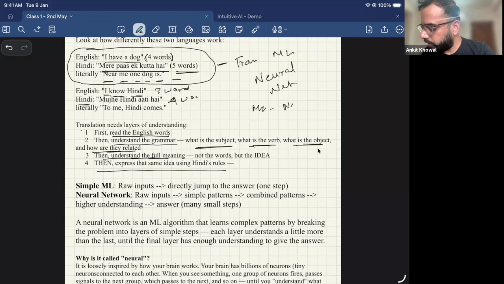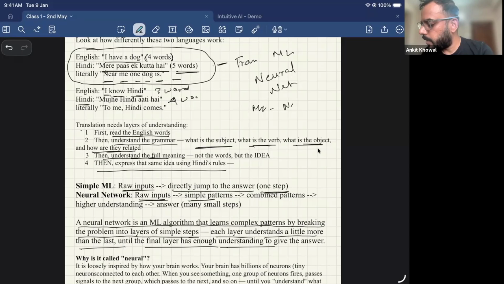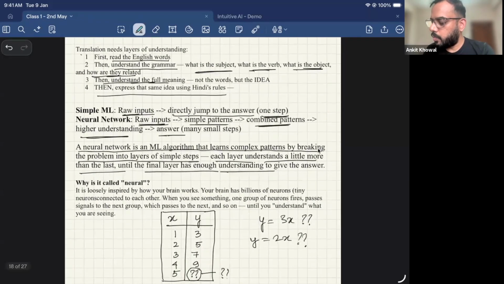A neural network is an algorithm that learns complex patterns by breaking the problem into layers of simple steps. Each layer understands a little more than the last until the final layer has enough understanding to give the answer, right? So simple ML has raw inputs that directly jump to the answer because there is a linear relationship. In a neural network, we have raw inputs, but we first find simple patterns in that raw data, combine those patterns, have a higher understanding, and then answer. So that is where neural networks come into the picture. We'll talk more about neural networks later.